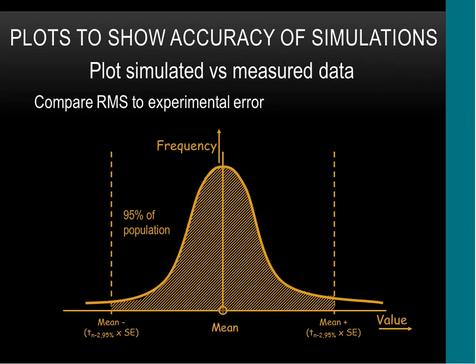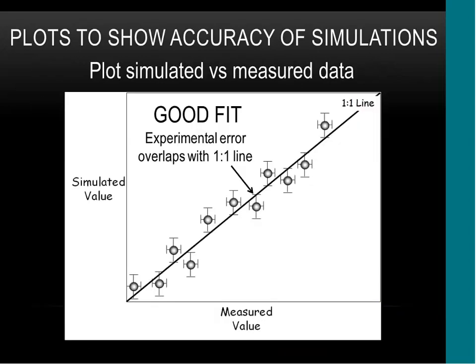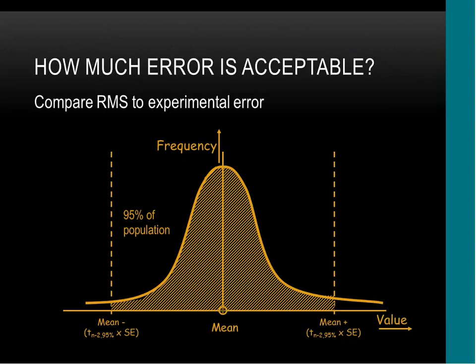So we've got these accuracy of simulations here, where we've got the experimental error overlapping with the one-to-one line. But we then want to compare either the RMS or the RMSE with the experimental error. Within the measurements, we'll have a frequency distribution of those measurement errors. So when we're trying to measure a specific thing, we've got a mean value and we've got a standard deviation or a standard error. And most of this will fit within the 95% of the population.